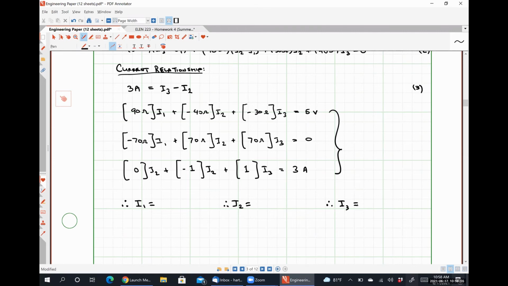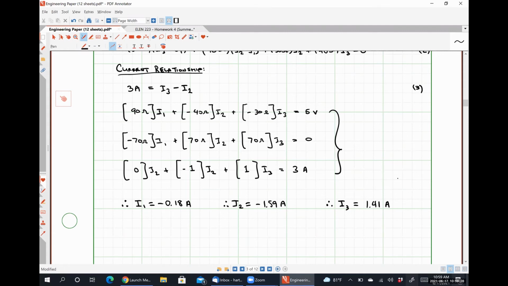I got minus 0.18 amps for I1. Negative 0.18 amps. Okay, what did you get for I2? Negative 1.59. Alrighty, and what did you get for I3? 1.41 amps. So that is exactly what I got as well. So I'm going to assume that we are both correct.